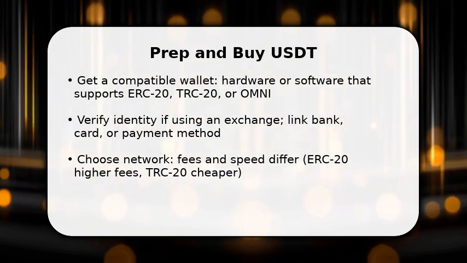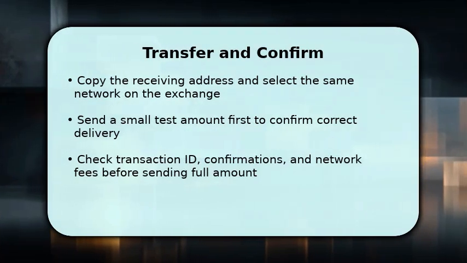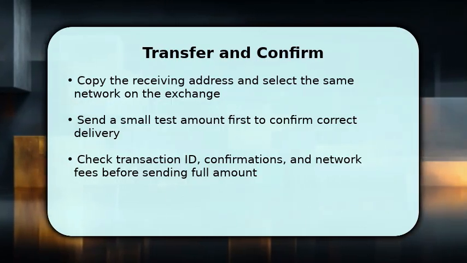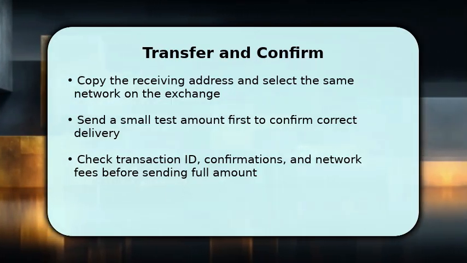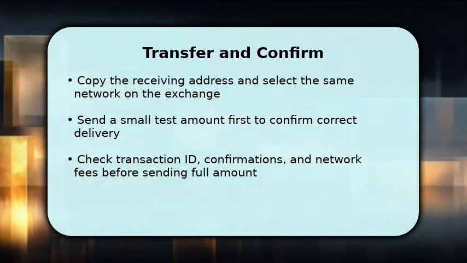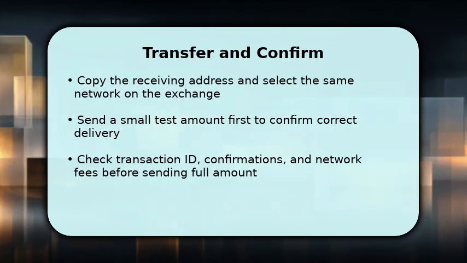Now you move USDT from the exchange to your personal wallet. Copy the exact receiving address and ensure the exchange is set to the identical network. Send a small test transfer first to confirm the address and chain match. This prevents irreversible loss. Once the test clears, send the remaining funds and monitor the transaction ID for confirmations.